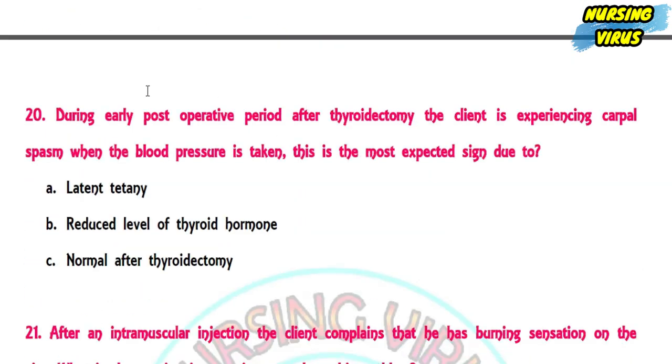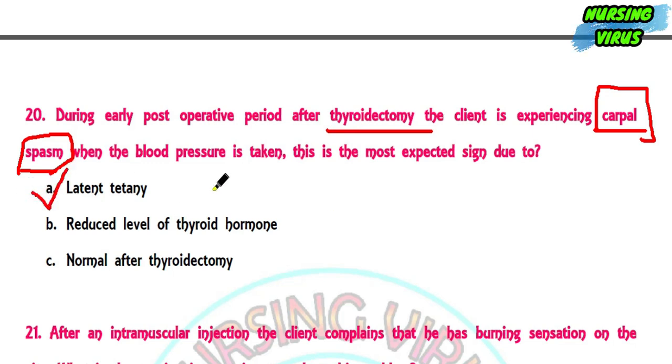The 20th one, during the early post-operative period after thyroidectomy, the client experiences carpal spasm when the blood pressure is taken. What is the most expected sign of this? The options are tetany, reduced level of thyroid hormone, and normal after thyroidectomy. The carpal spasm will always be expected after performing the thyroidectomy procedure. It is a major sign of latent tetany.